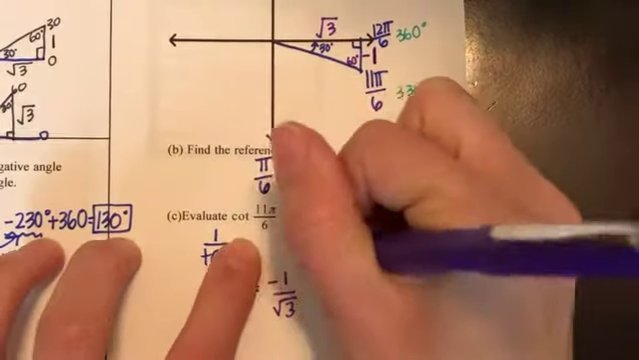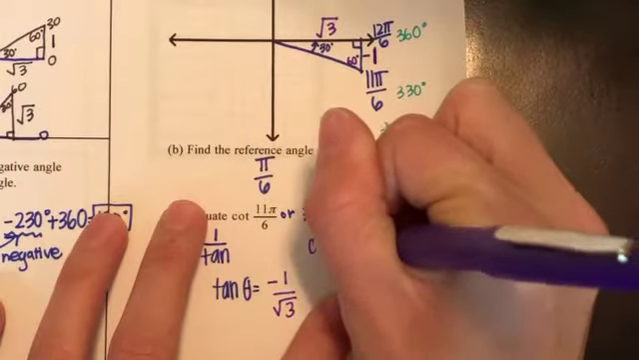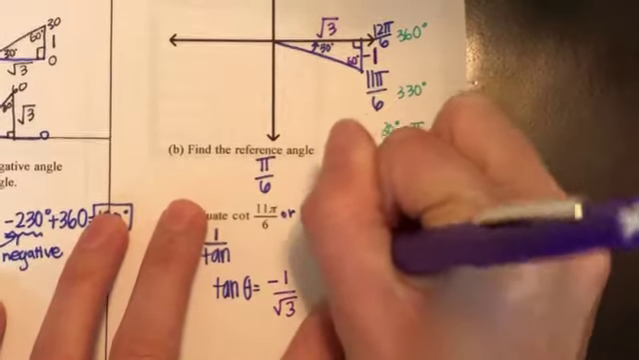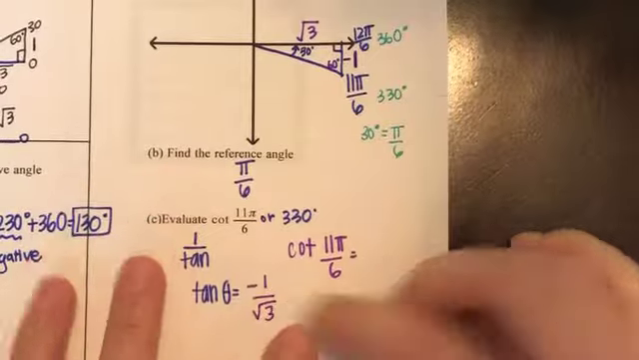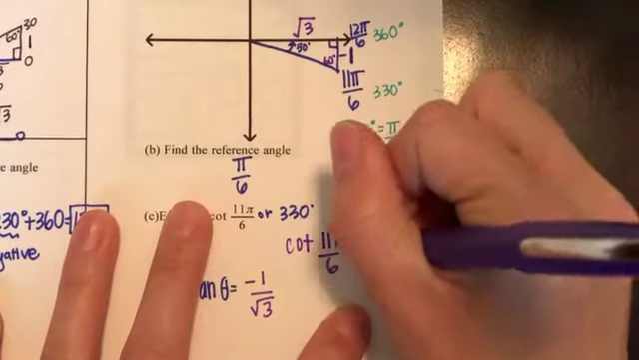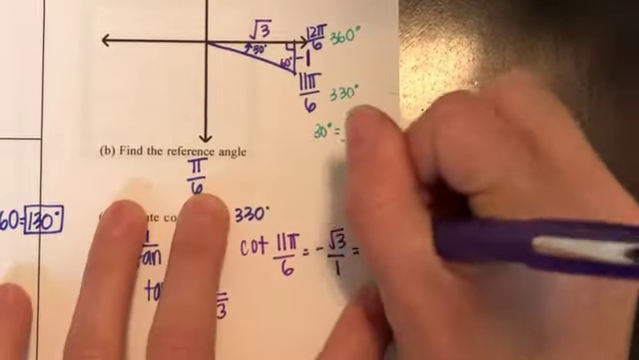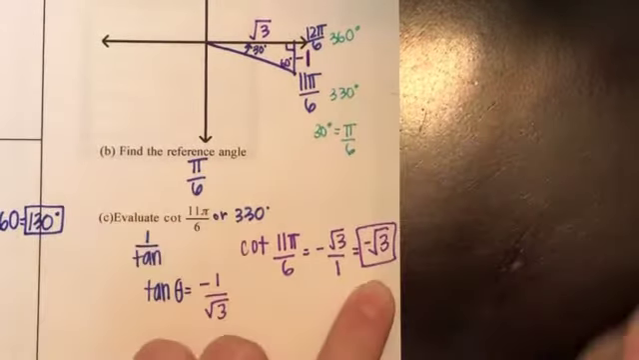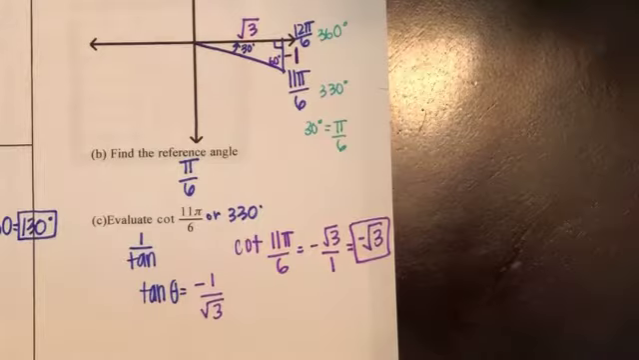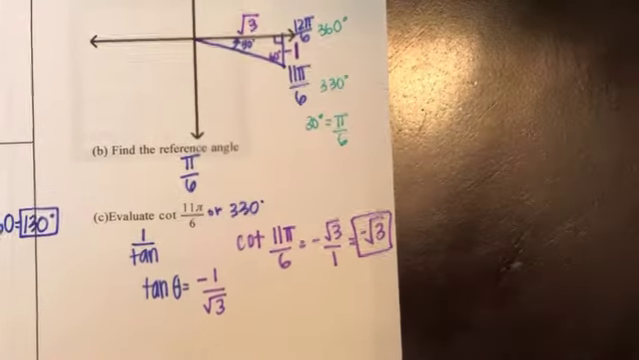So then cotangent of 11 pi over 6 or 330 degrees would be the reciprocal of that. So it would just be negative square root 3 over 1, which is just negative square root 3. So that's your answer for cotangent of 11 pi over 6.